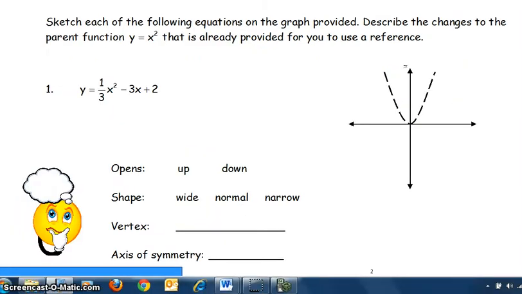So now let's sketch the graph of our new function. We can label the vertex. Remember that was at 4.5, negative 4.75. And we can write that down over here.